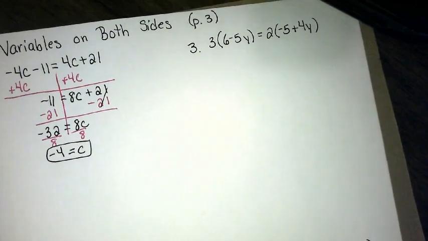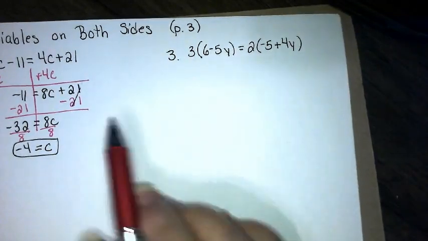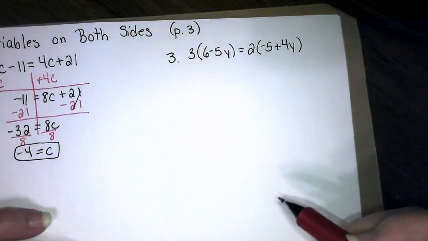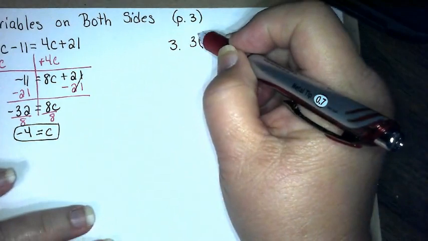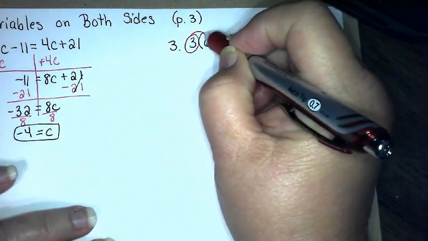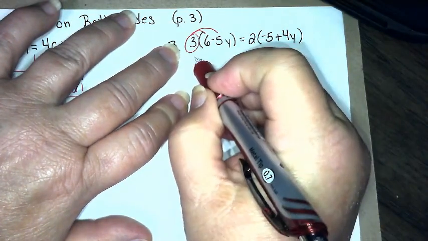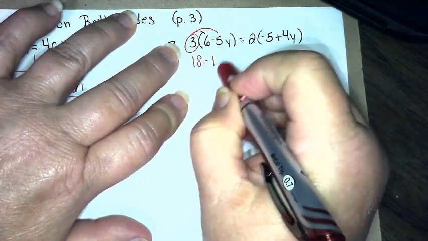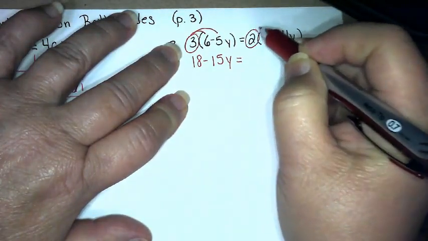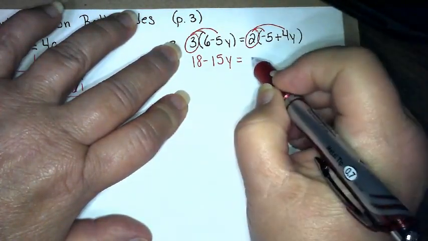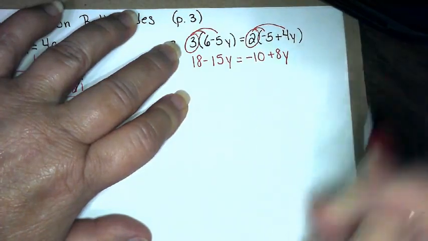On this one, I picked number 3 because it had parentheses, and the first one didn't. So we want to practice what to do when we see these parentheses. Most of you already know we're going to do the distributive property. We're going to distribute the 3 into the parentheses. So that's 18 minus 15y. And then over here, we're going to distribute the 2 and get negative 10 plus 8y.